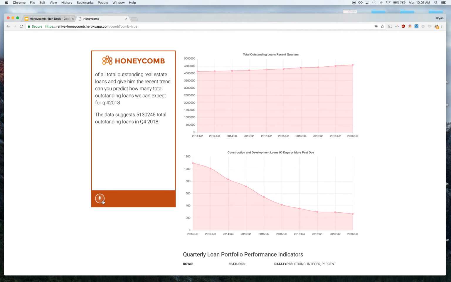Okay. The data suggests 5,130,245 total outstanding loans in Q4 2018. Great. So what it did here was it took a look at the recent trend of total outstanding loans in recent quarters, and it measured the percent change over this time period and extrapolated the data outward to the specified time frame, which was Q4 2018.